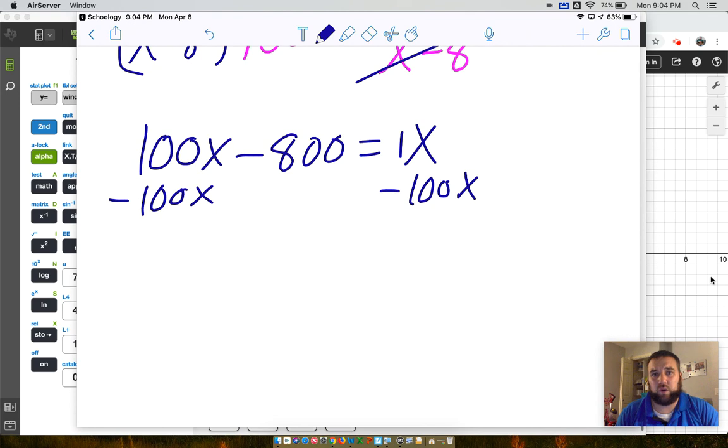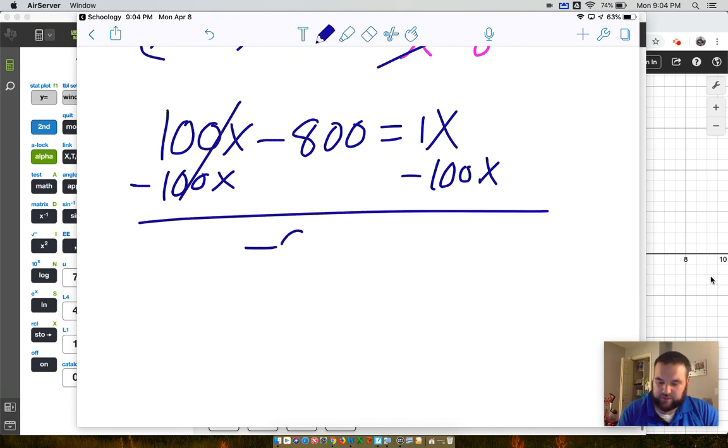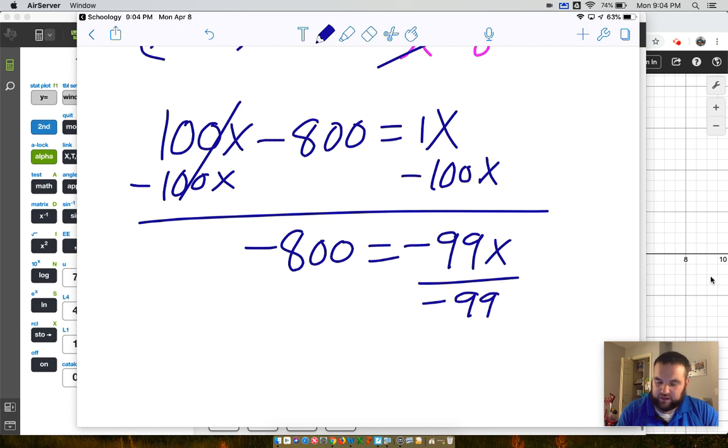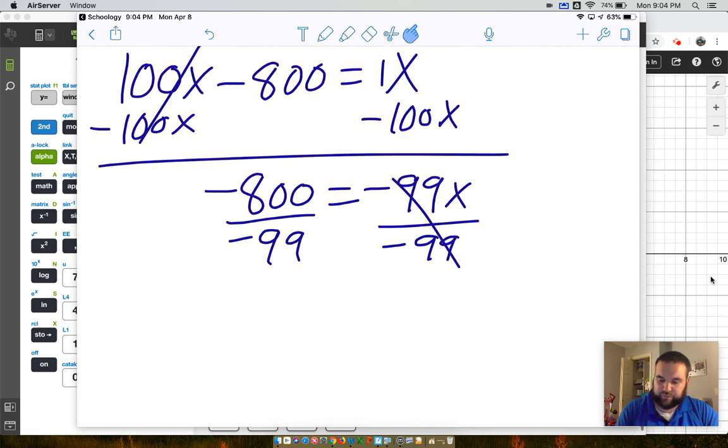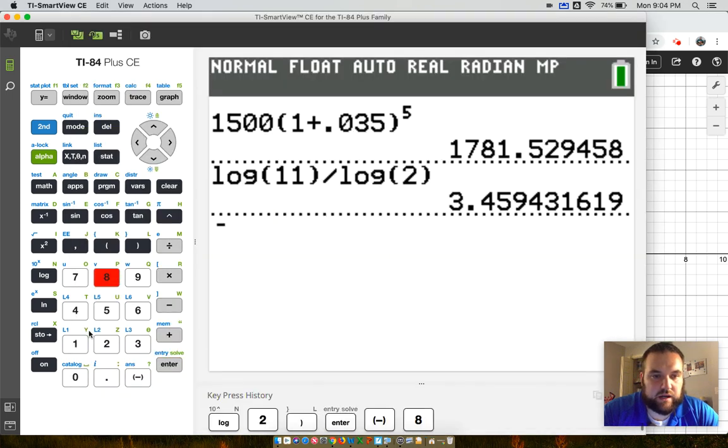One thing, if you want to put the 1 in front to remind yourself that that is 1x. When I take away 100x from that, then 1 take away 100 is negative 99x. I'm then going to divide by negative 99. This is going to be a goofy answer, but again, I'm just going to round to the nearest 10,000th place. So I'm going to do negative 800 divided by negative 99.